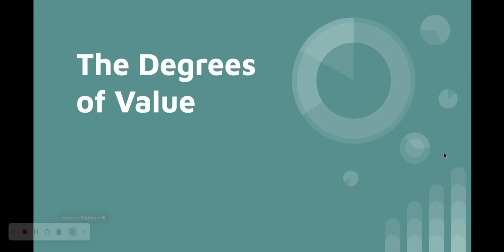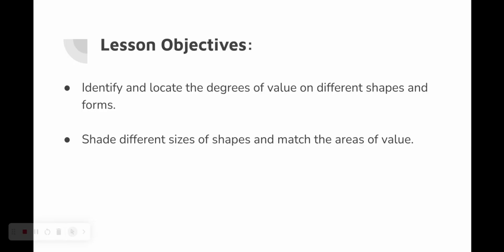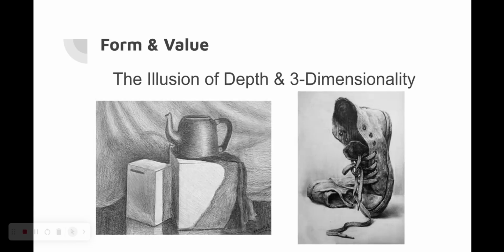Hello, in this presentation, we're going to talk about the degrees of value, and this is something we think about when we're viewing objects and when we are shading them. So the lesson objectives are to identify and locate the degrees of value on different shapes and forms, to shade different sizes of shapes and match the areas of value, and to demonstrate the ability to create a smooth gradation shading on basic forms. So we have just some vocab words to quickly review.